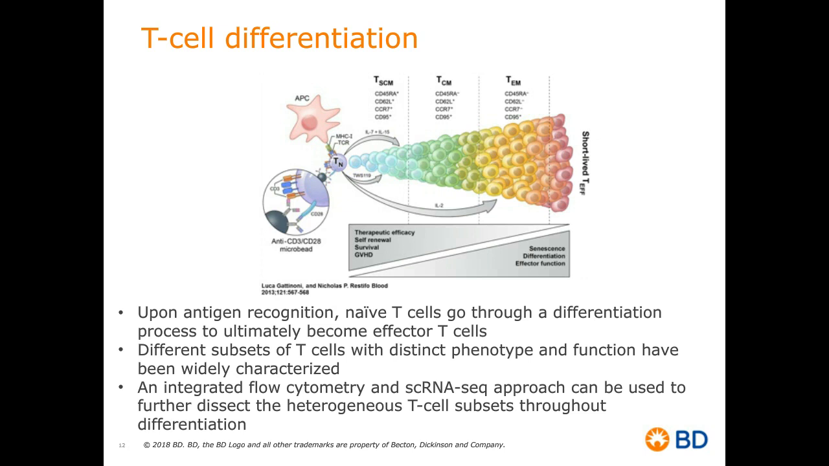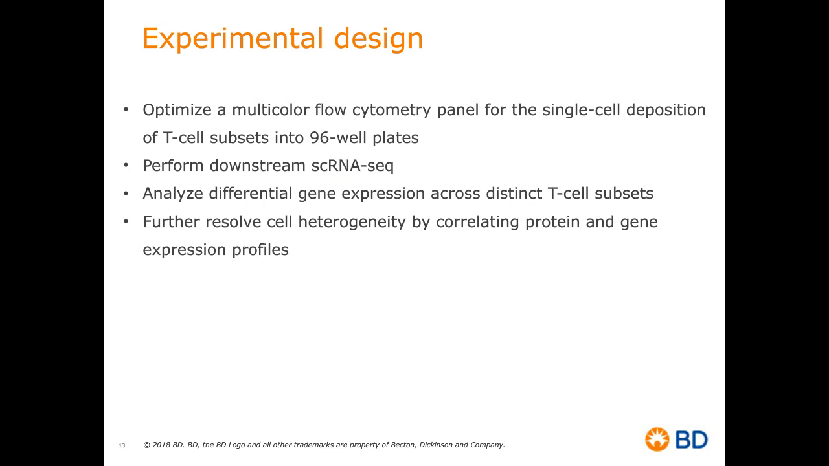So we'll briefly go through the experimental design, and we started by optimizing a multicolor flow cytometry panel for the single-cell deposition of T-cell subsets into 96-well plates. Once this was performed, we went on to perform downstream single-cell RNA-Seq. Then we analyzed differential gene expression across different T-cell subsets. And finally, we will show how we can further resolve cell heterogeneity by correlating protein and gene expression profile thanks to the index sorting feature.